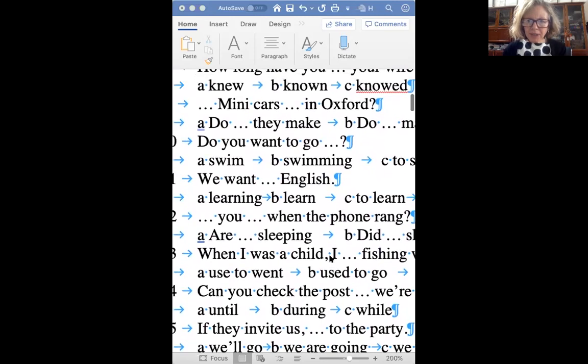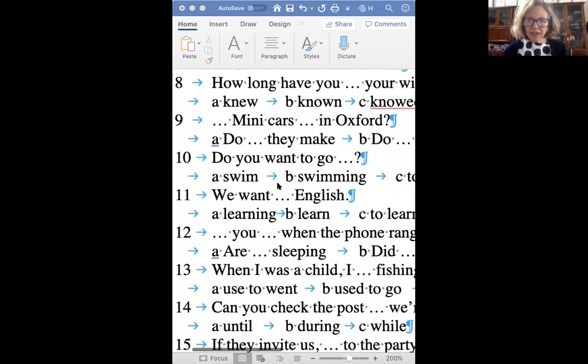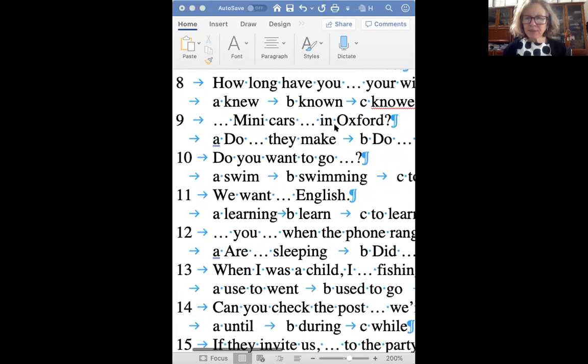Alrighty, so let's see, Peter, number 9. Mini cars in Oxford. So if it's a fact, do we use present continuous or present simple for facts? Anyone remember? Anyone at all? So present simple, which one? If it's always true, which one do you use? Present simple or present continuous? Present simple? Yes, that's right, because always true.